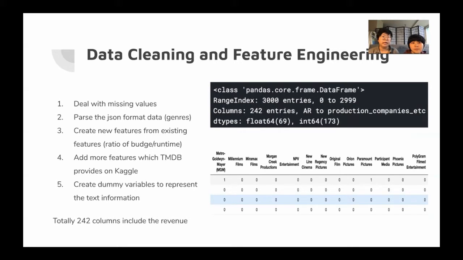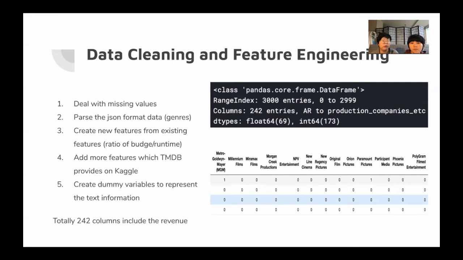In order to feed our data into our model, we have to do some data cleaning and feature engineering. The first thing we do is deal with the missing values. For columns which contain all empty values, we simply delete the whole column. For other missing values, we replace them with 0. Then we parse the JSON format data and extract the important information into one or two new columns.